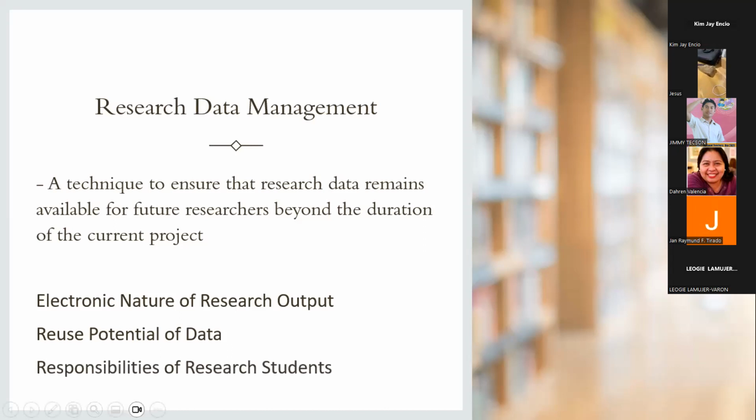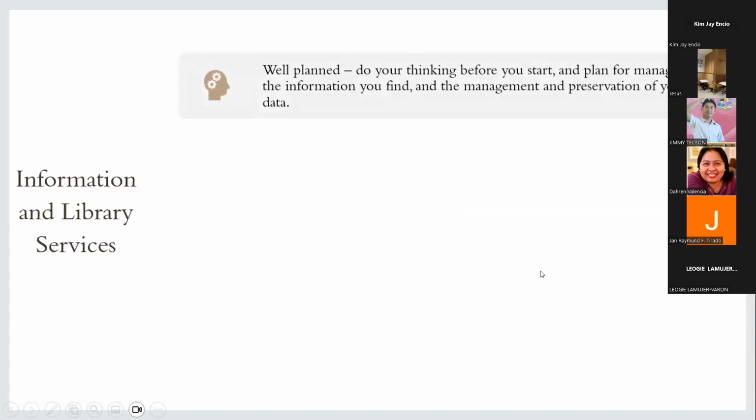responsibilities of research students or us researchers is that we're expected to adhere to data management requirements set by the bodies, either our university or if we are under a grant or if we're under a fund. So depende sa ila naman yung regulations or policies. And lastly, regarding information and library services, as a whole, we have to plan out.